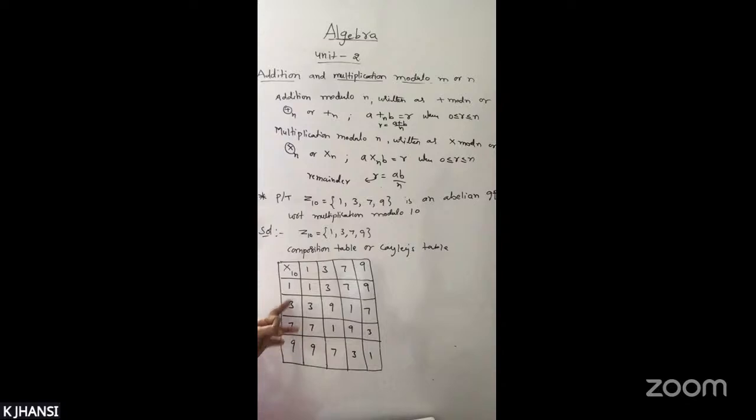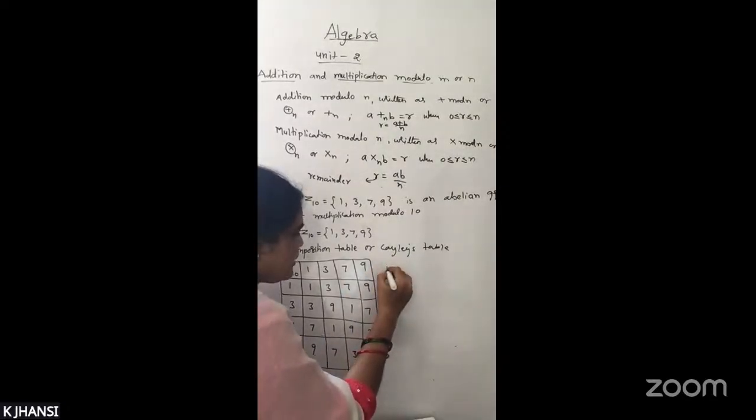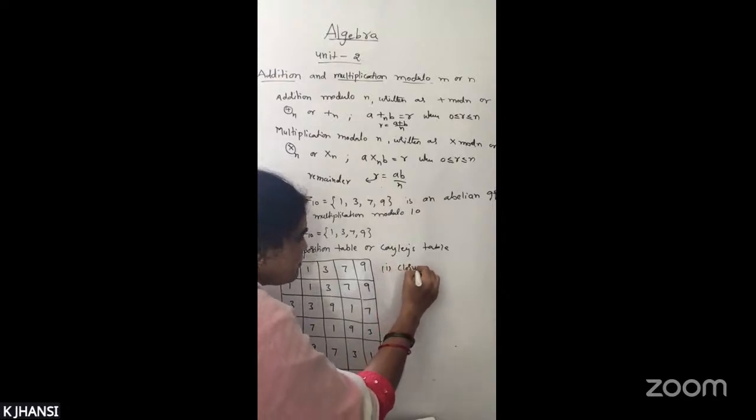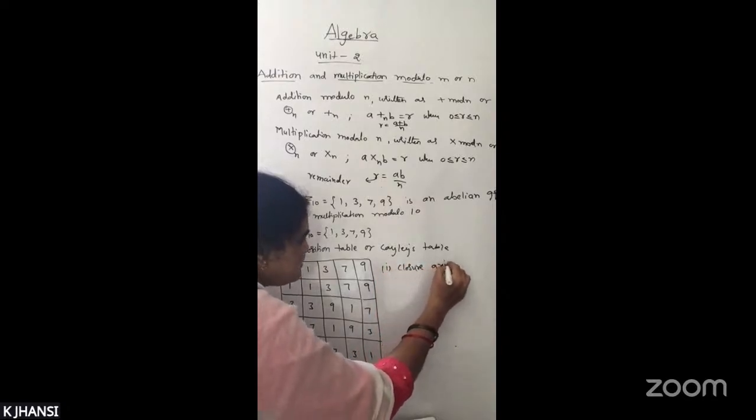You can take one more example. 3 sevens are 21. With respect to multiplication modulo 10, you are getting the result as 1. So 1 is present in the set. Therefore, it is satisfying the closure property. You can check any numbers. Okay. So the first one is the closure property, the closure axiom.